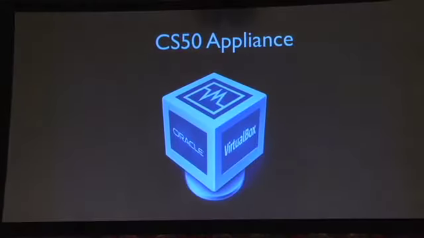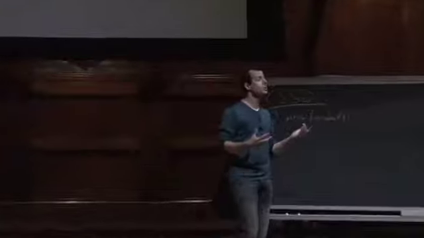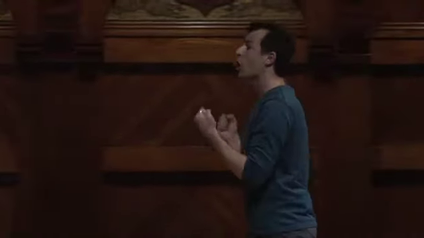And so thus was born the CS50 appliance. We made a mention of this last week, but the CS50 appliance is our way of saying, use your Mac, use your PC, use your Fedora machine, your Ubuntu machine, and instead install inside of a window on your computer our operating system. Now, the CS50 appliance is going to be an operating system that runs inside of a window on your own computer.